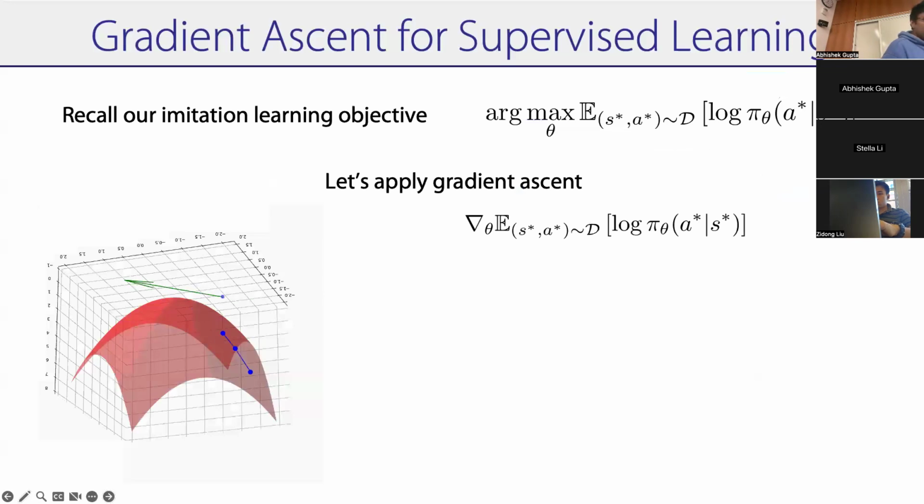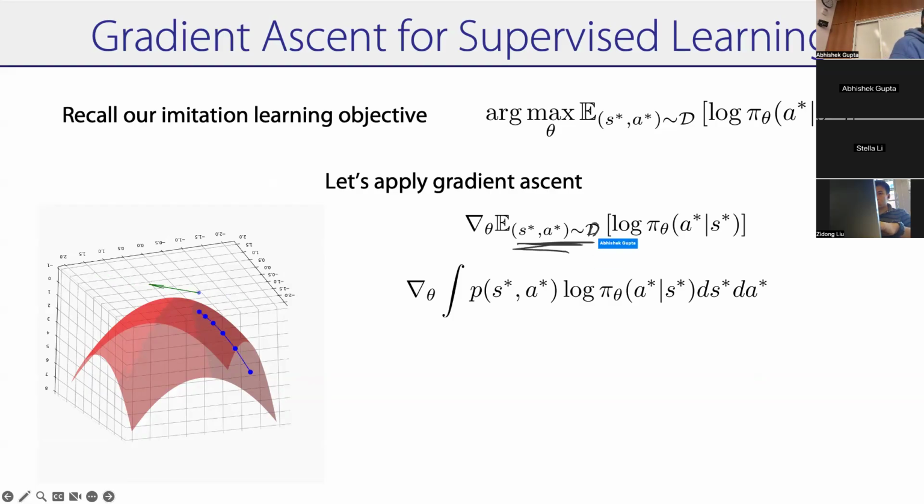Okay. So the first thing I'm going to do is try and compute grad theta. If I take my expectation and write it as an integral, let's say the expert data set is coming from some distribution P of S star, A star, your expert distribution. We can write this expectation as the integral of log pi theta A star given S star, multiplied by the likelihood P of S star A star, dS star dA star, integrated over all S stars and A stars.